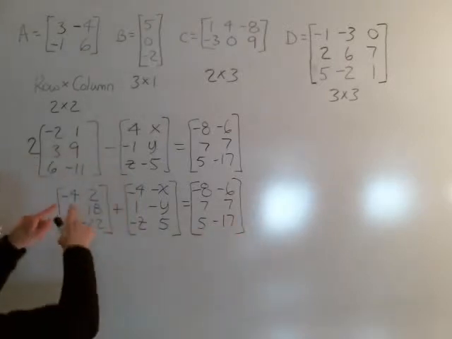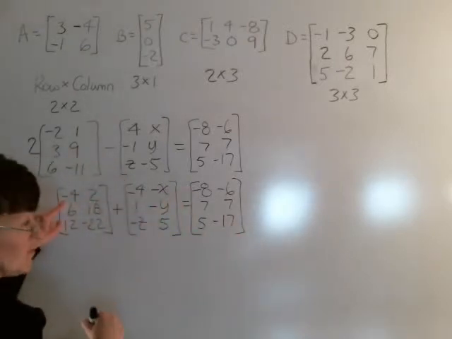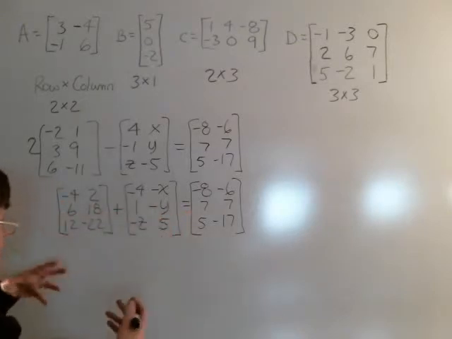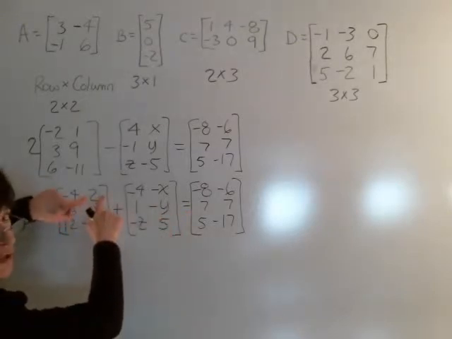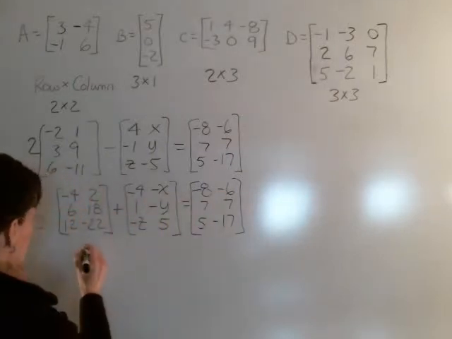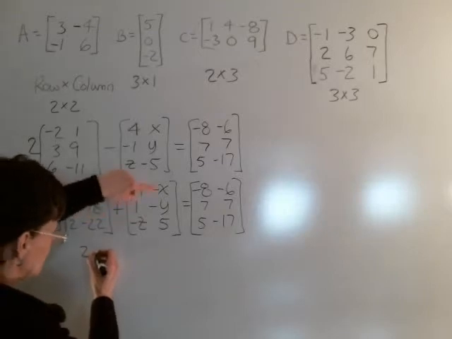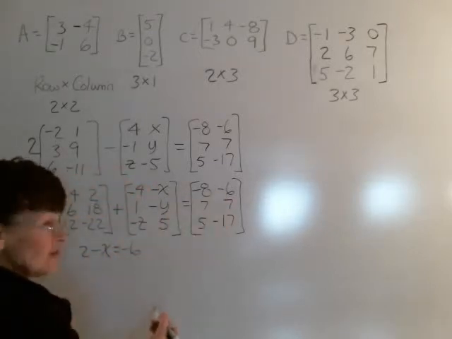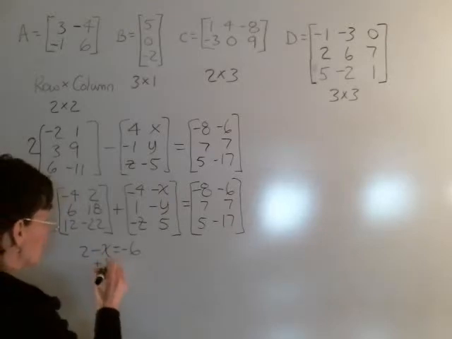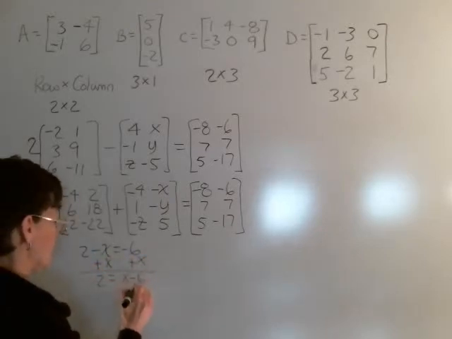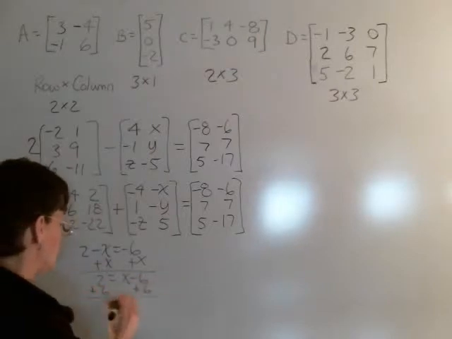All right, well you can see that -4 plus -4 is -8. That's a true statement. 6 plus 1 is 7. That's a true statement. But here's a statement that has a variable. 2 plus -x equals -6. So 2 minus x equals -6. And I'm going to solve that for x. So I'll just add x to both sides. And I have 2 equals x minus 6. I add 6 to both sides, and I get that x equals 8.